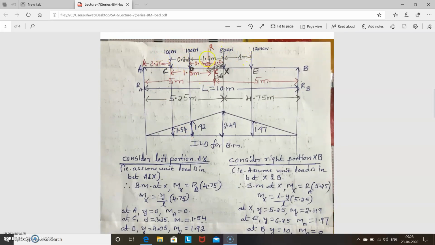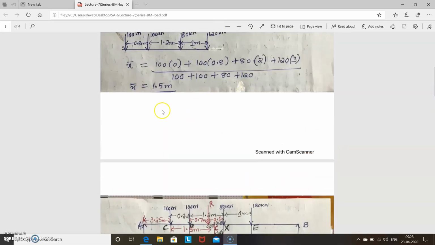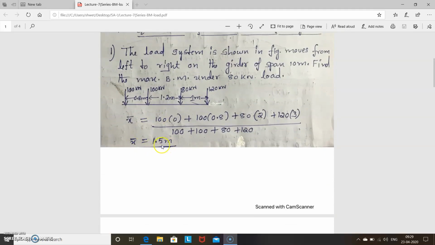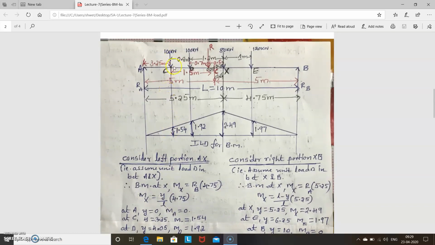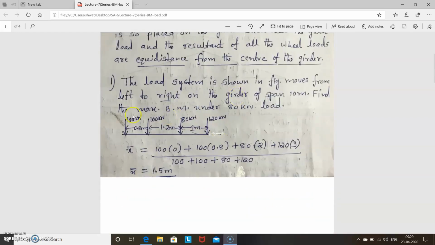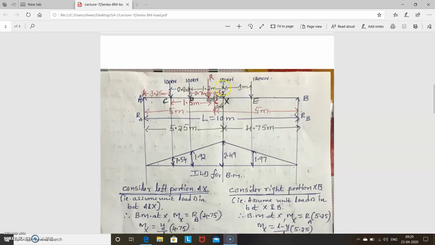Now you have to mark this resultant. You found that the resultant lies at a distance of 1.5 meter from the first load. So from here it is at a distance of 1.5 meter. I marked it here in red ink. So that is the location of the resultant. Now the resultant lies here. This is the given load. They have asked under 80 kilonewton, so that is this load.